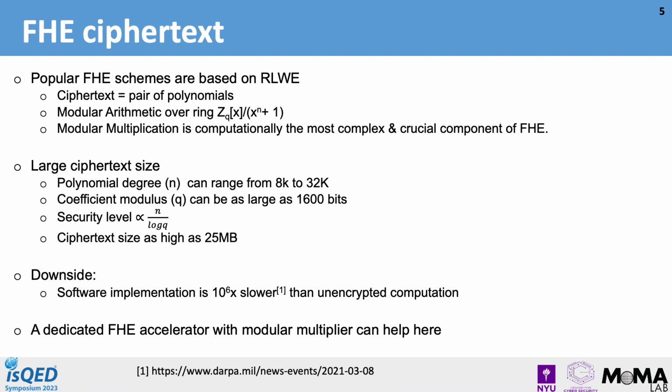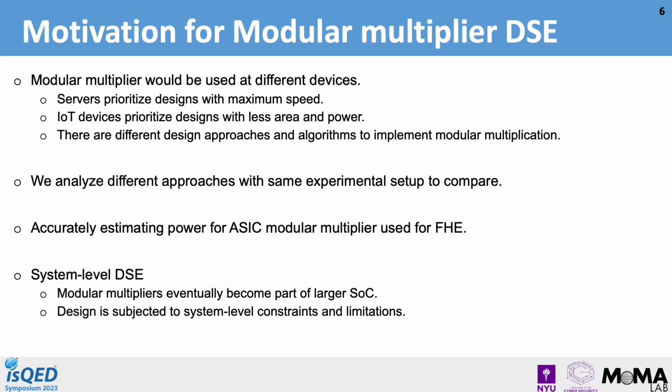A general purpose computer generally does not have dedicated modular multipliers for this kind of computation. Hence, software implementation of FHE is a million times slower than unencrypted computation. To address this issue, a dedicated FHE accelerator with a modular multiplier can significantly improve the performance. A dedicated FHE hardware accelerator can be used in different devices with varied requirements.